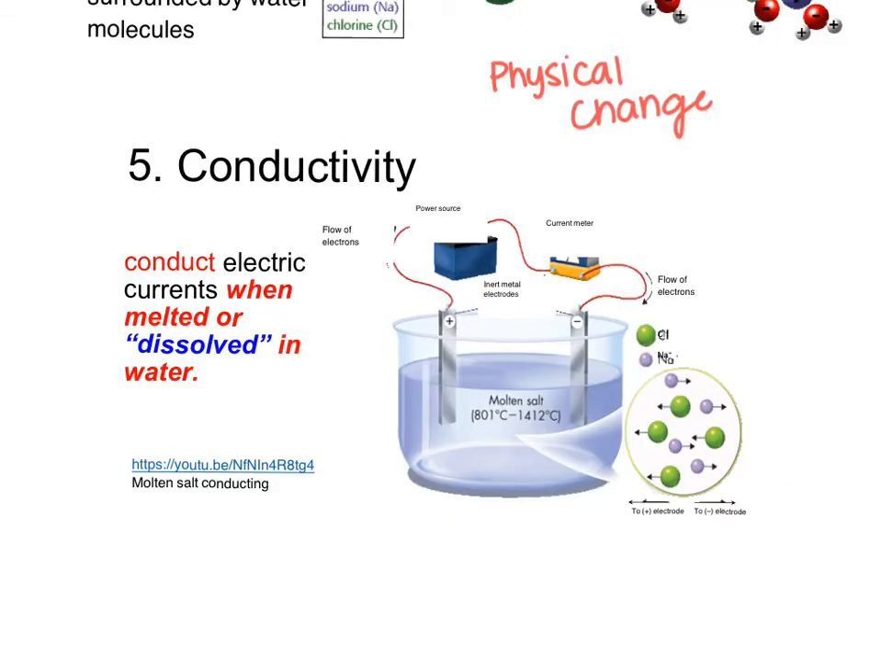And last but not least, we have conductivity. Now, conductivity is when I can conduct an electric current when it's melted or dissolved in water. We had a chance to see this in the lecture. You can look at it in this video if you are curious, but they are good conductors of electricity, which makes sense because they have that metal component.